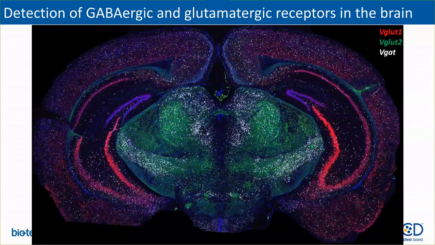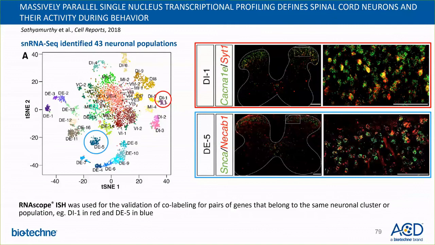And here is an image of the VGLUT1, VGLUT2, and VGAT receptors in FFPE mouse brain using the multiplex fluorescent V2 assay. And in this study, the authors used RNAscope-ISH to validate the expression of new cell type markers for various neuronal populations identified by single nucleus RNA-seq and to visualize CFOS as a marker of activated neurons.